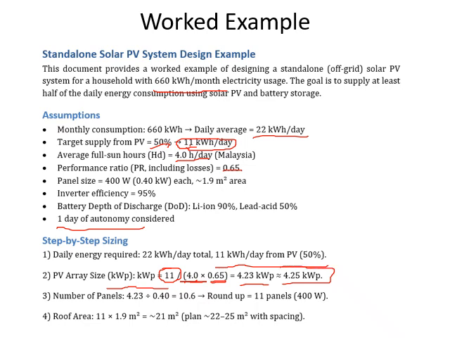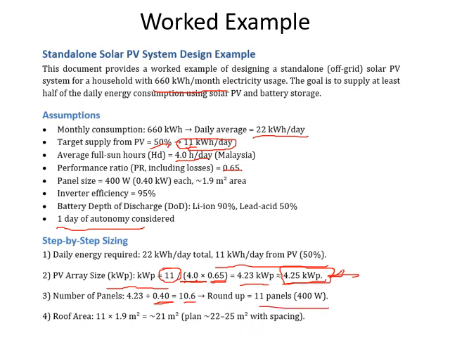I need to generate this amount of kilowatt if I want to supply 11 kilowatt hour per day for my household. From this kilowatt power, which is the standard rating, I am planning for the standard panel size, 400 watt. So if I divide 4.25 kilowatt power by 400 watt, or 0.4 kilowatt, I get 10.6 panels, or 11 panels.